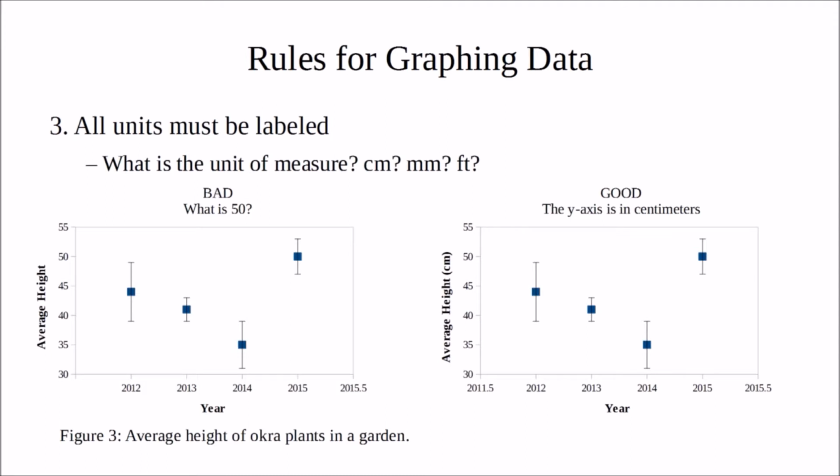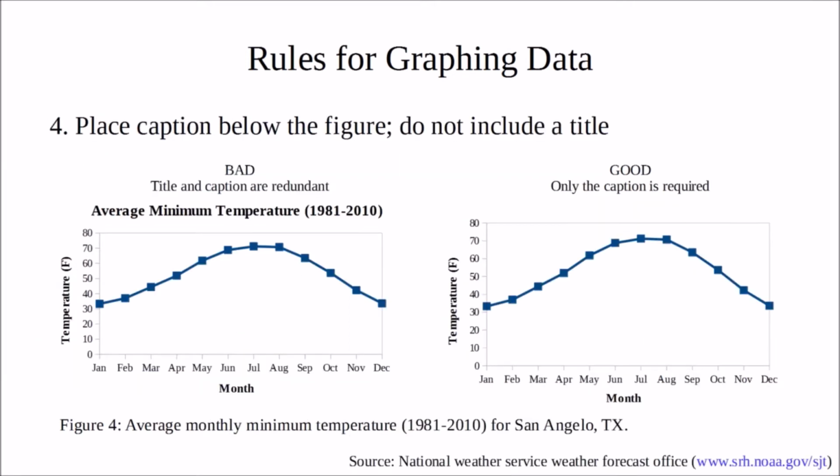Relatedly, and rule number 3, all units must be labeled. If a data point is 50 units up the y-axis, then what does that mean? Is it 50 centimeters, 50 millimeters, or 50 feet? Label the units. Fourth, the caption goes below the figure. This caption should be a concise statement that describes the graph. The function of the caption is to replace the title. Consequently, a title is not required and should not be included in the figure.